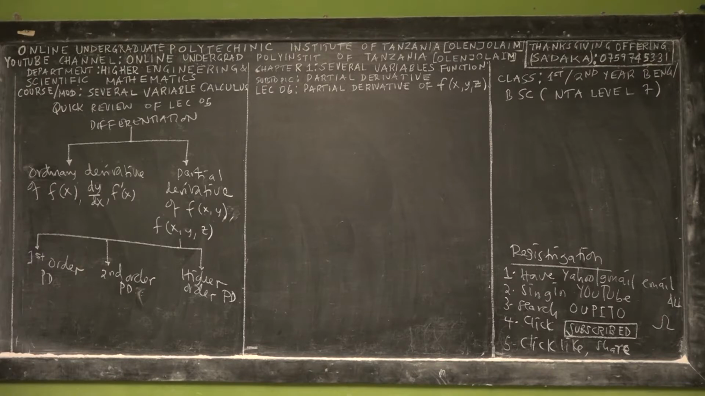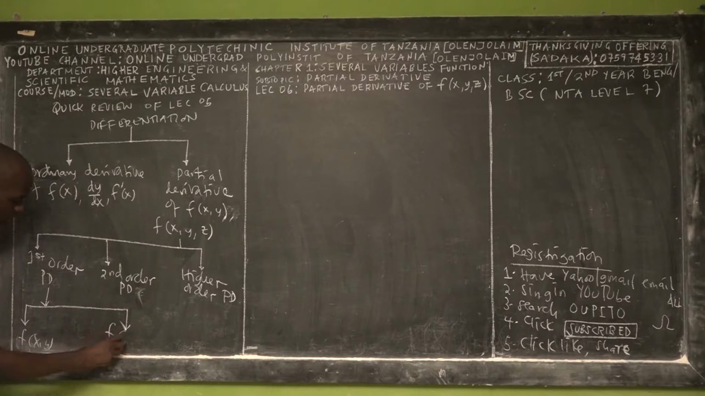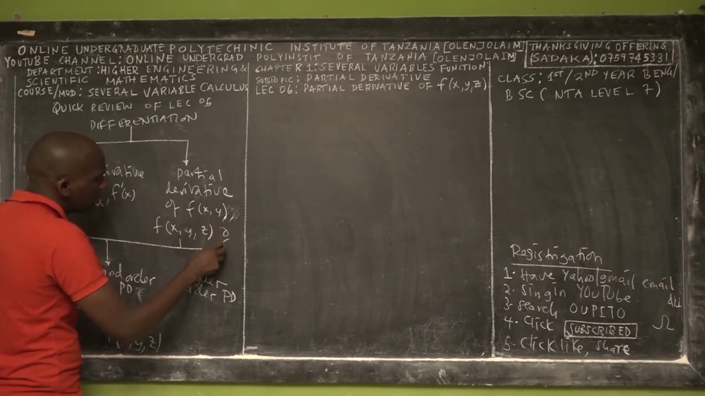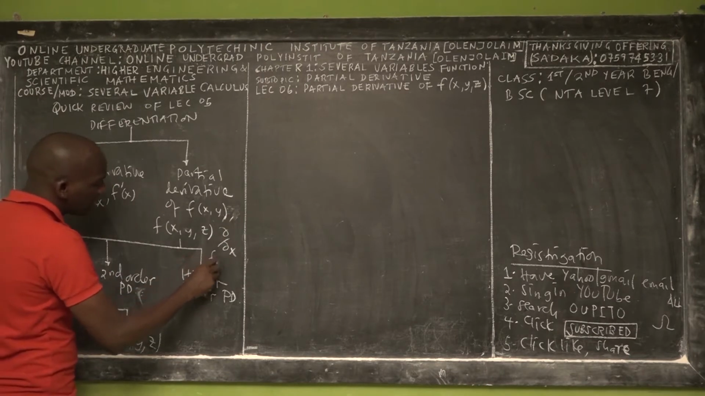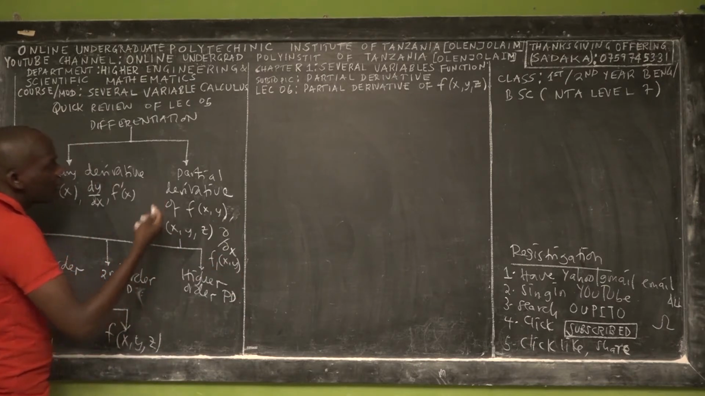We have been discussing first order partial derivatives, and in the big picture we dealt with first order partial derivatives of functions of two variables, x and y, for instance. Today we are focusing on functions of three variables. Remember the difference is in the notations we use here, and we can use different notations.